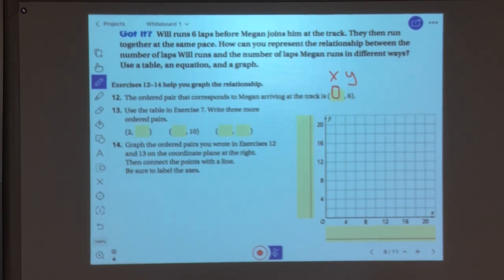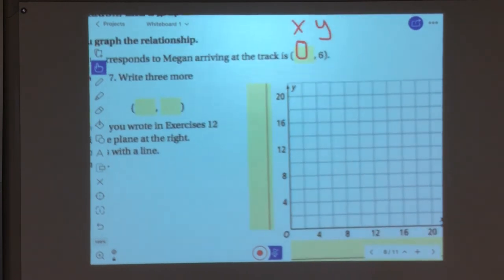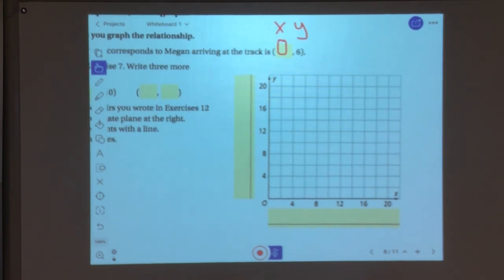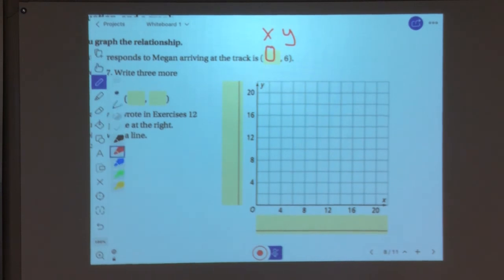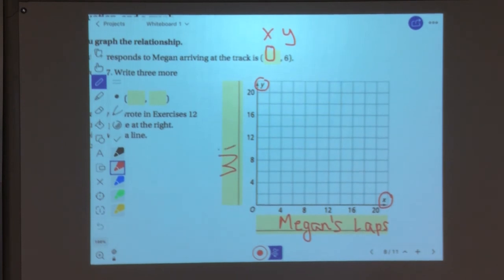So what that means is for a graph, remember your graphs, which this one's nice and they labeled it for us, this axis down here is your x-axis. This one, the vertical one, is your y-axis. So what they're telling me by that ordered pair is that x is representing Megan's laps, and that y is representing Will's laps.